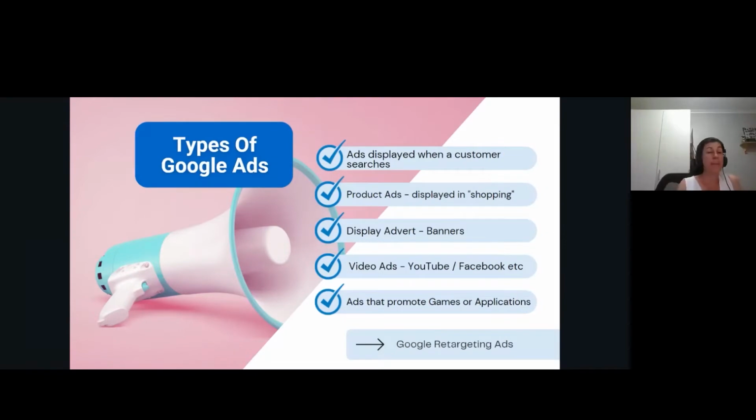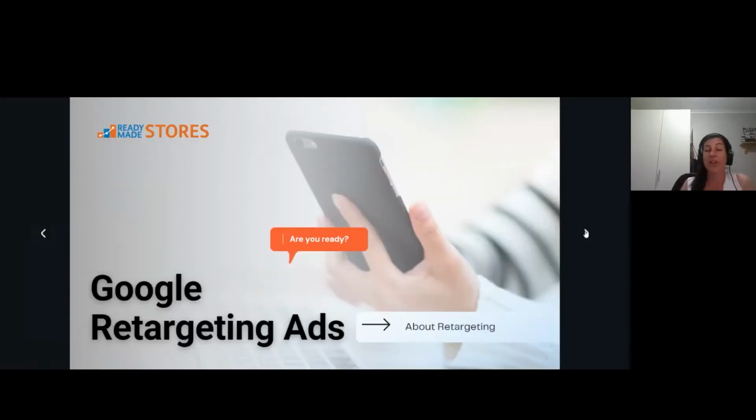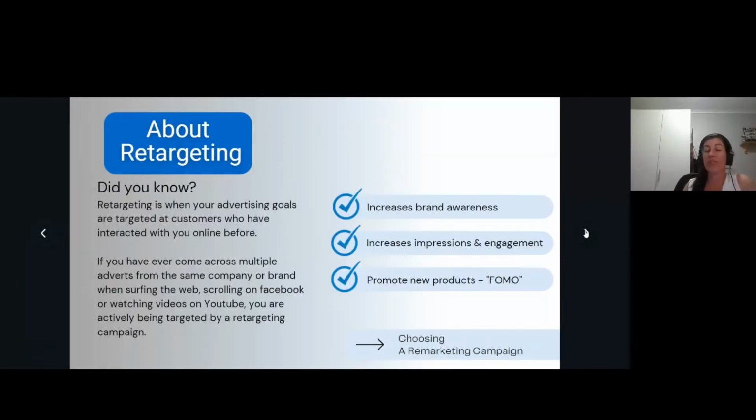What are the different types of Google ads? Ads displayed when a customer searches, product ads displayed in shopping, display adverts as in creative banners, video ads for YouTube and Facebook, and ads that promote games or applications. Google retargeting ads, interesting. So you have retargeting and remarketing.